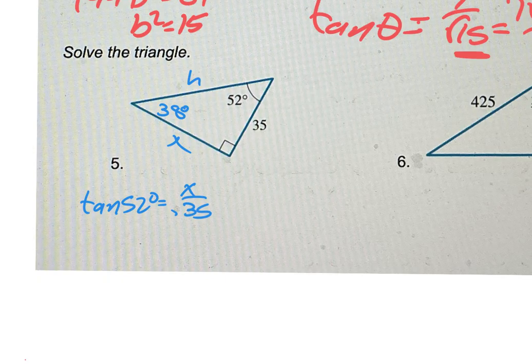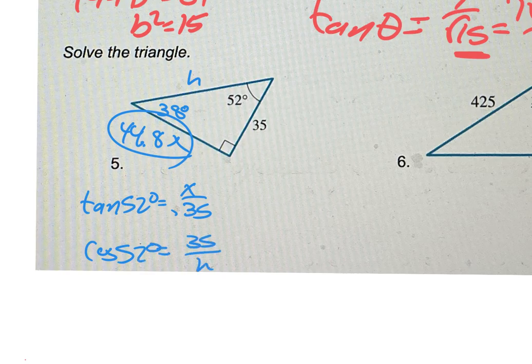So my X, that side of the triangle, is 44.8, going to one decimal place. And then to get the hypotenuse side, I'm going to use the same angle, the same 52. Cosine 52 is adjacent over hypotenuse. And because my H is in the denominator, I'm going to divide 35 by cosine 52. And I'm getting 56.8. I don't have my glasses on, so I'm assuming that's it. So there are all three sides.